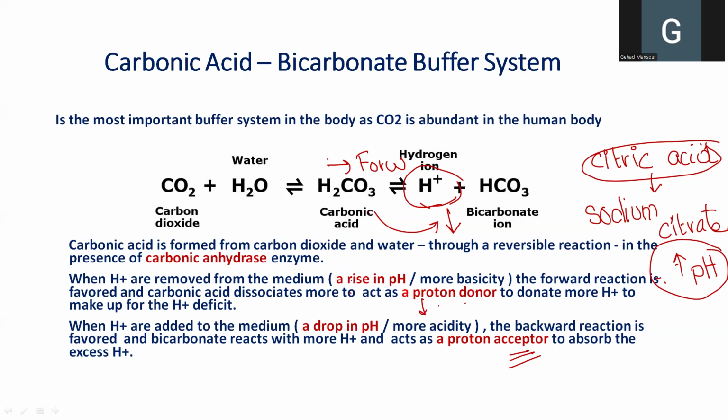What is the proton donor? The proton donor is carbonic acid. What is the proton acceptor? The proton acceptor is the bicarbonate ion. So you can see that the proton donor is a neutral molecule, whereas the proton acceptor is a bicarbonate ion that is negatively charged.